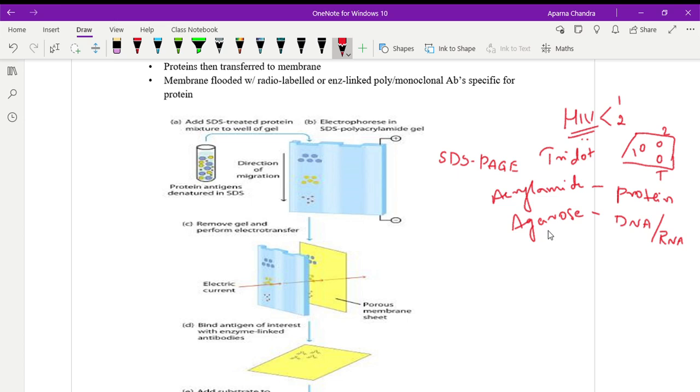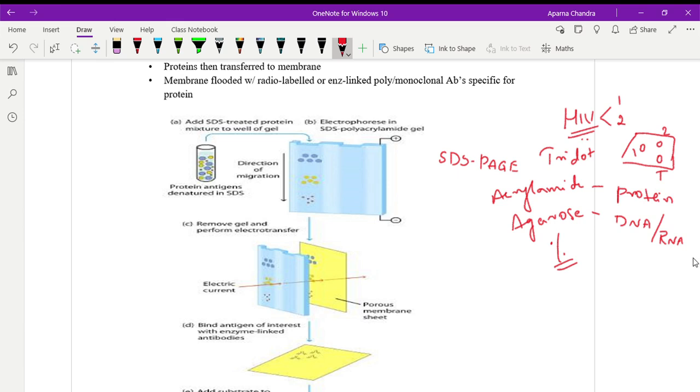The only thing is that the percentage of agarose we use matters. Don't go into the misconception that agarose is used only for DNA and RNA and acrylamide only for protein. It all depends upon the percentage of gel that we use. What does this percentage tell us? It will either increase or decrease the pore size. That is the basic concept you have to keep in mind.